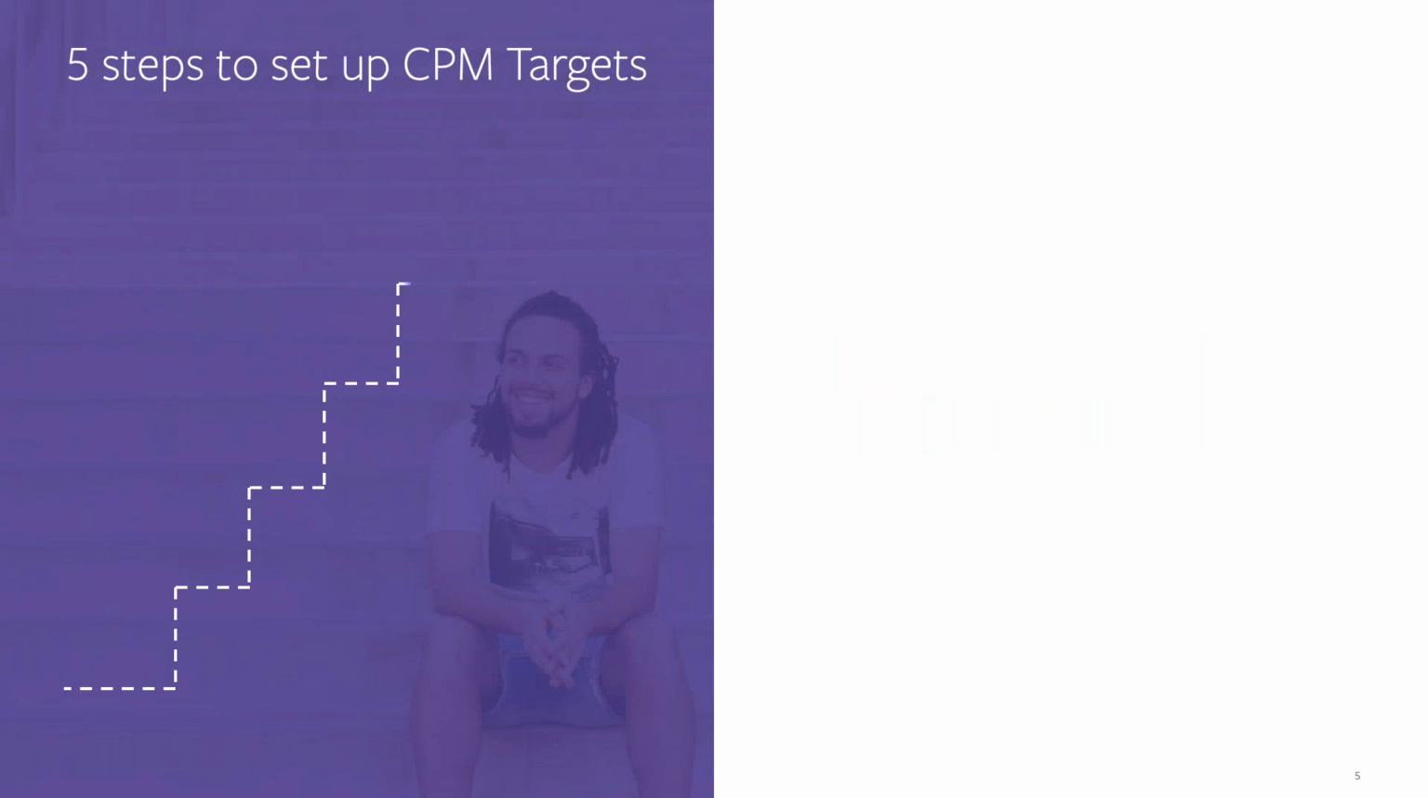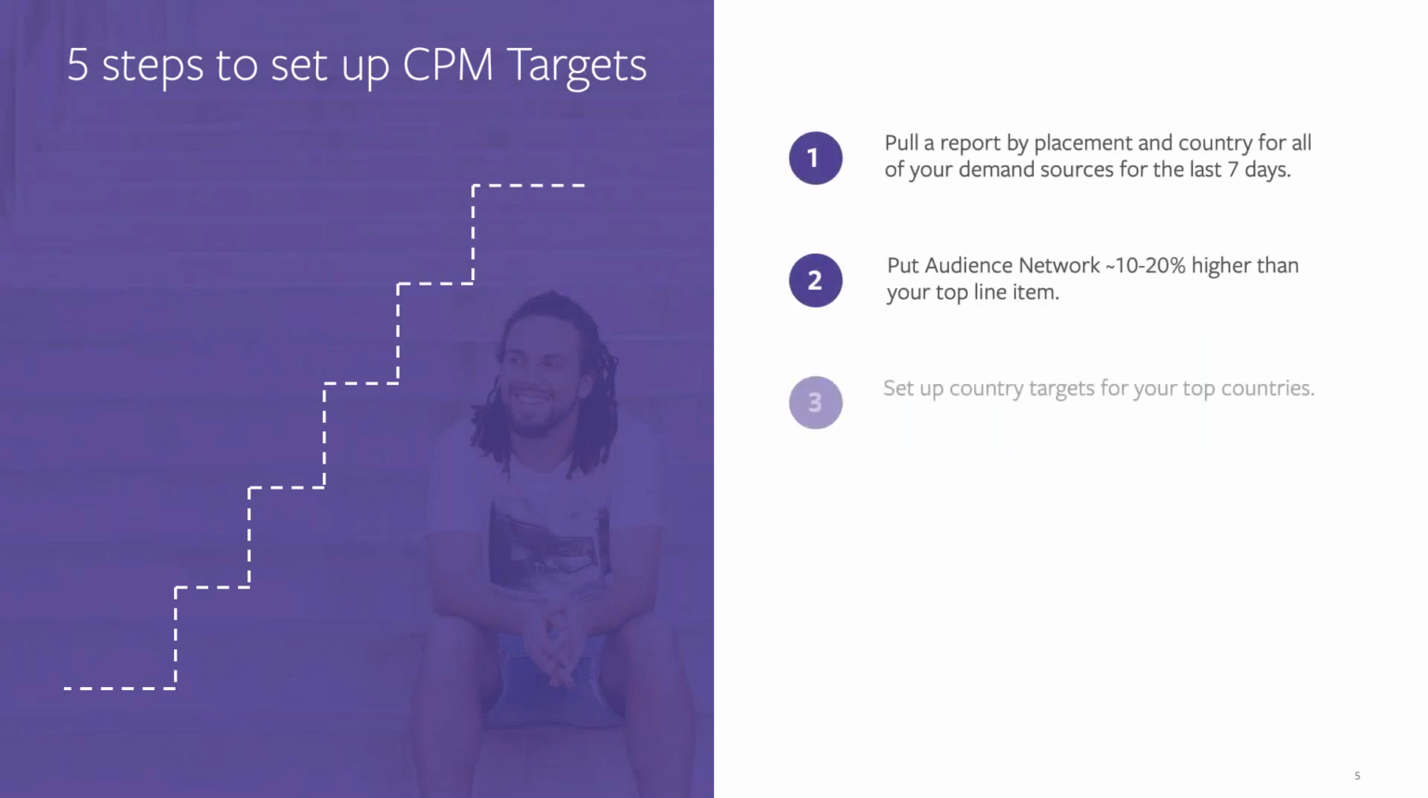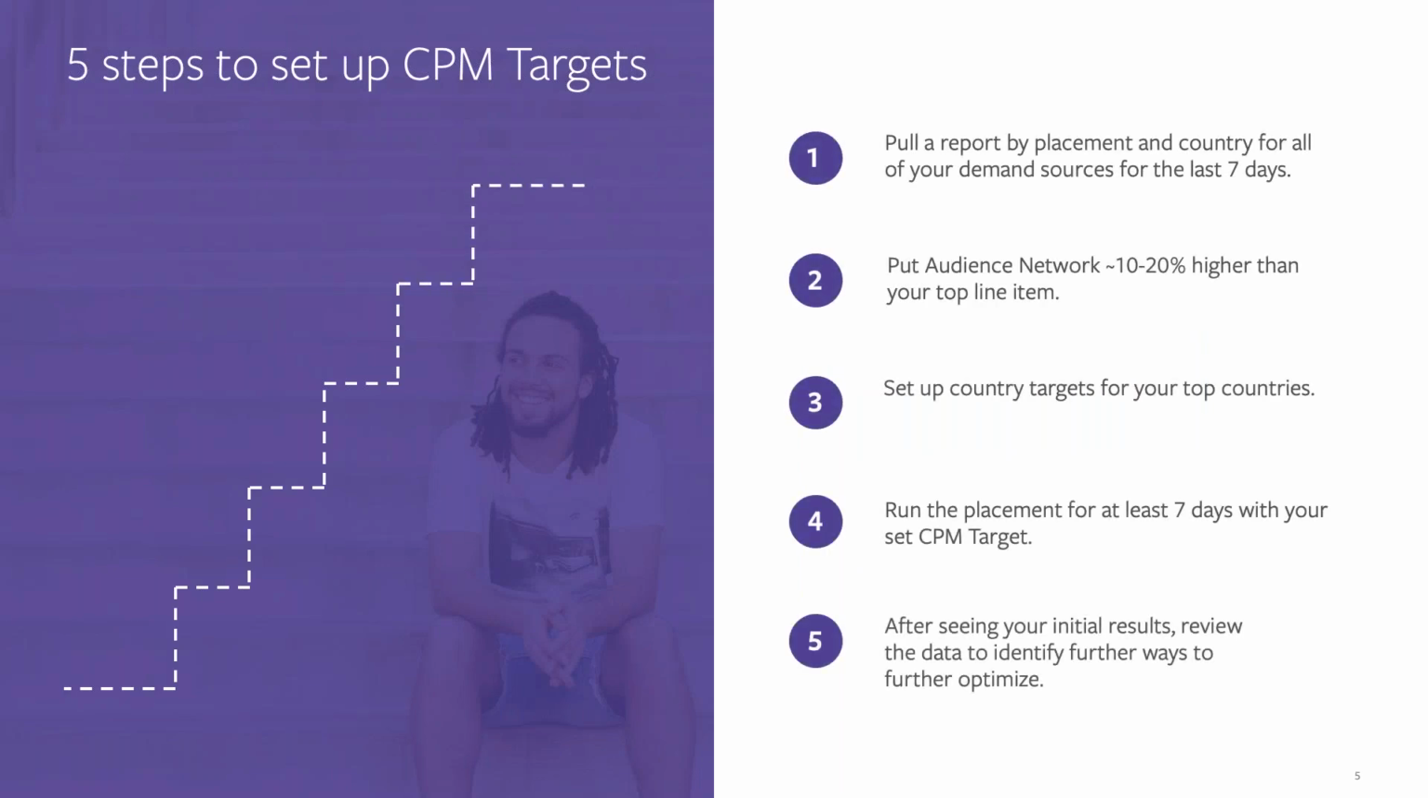So next, let's talk about the 5 steps to setting up CPM targets. The first step is to pull a report for the placements and countries for all your demand sources for the last 7 days. You then want to run some analysis in order to understand which network is delivering the highest CPM. And then you want to create a placement with Audience Network that has a CPM target that is 10 to 20% higher than the top performing network.